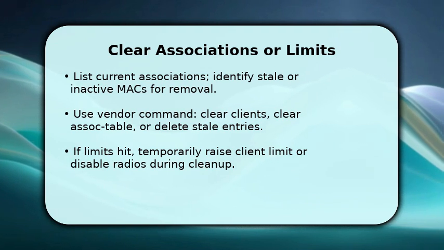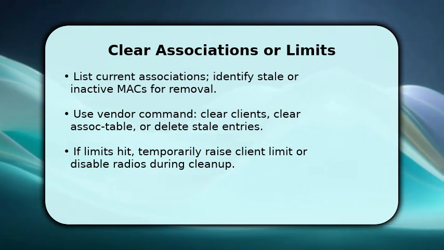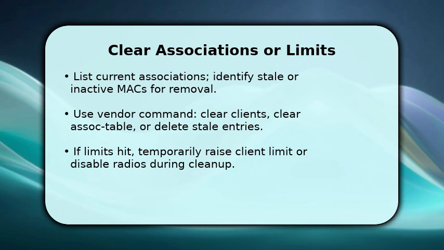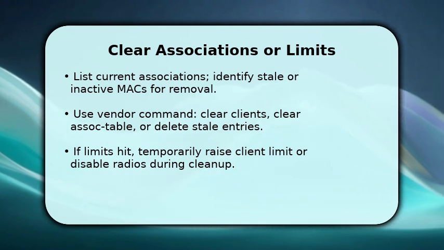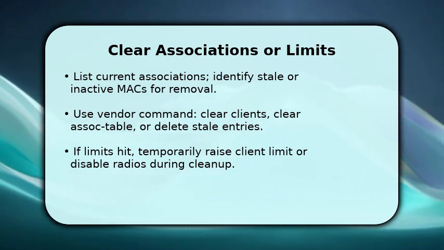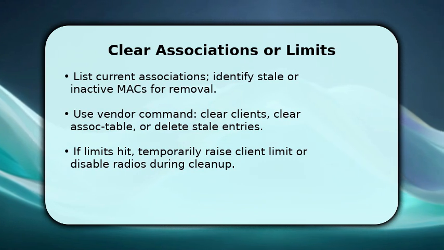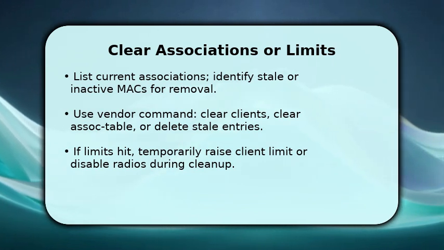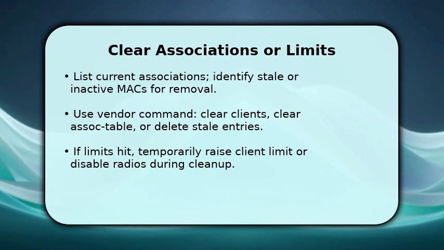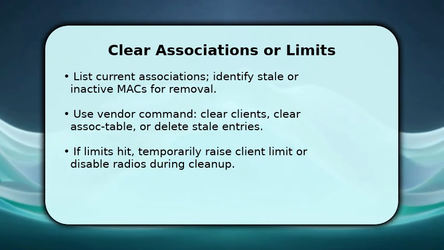If the AP enforces a hard client limit, temporarily raise the limit in config or disable radios while you purge entries. This prevents churn and allows controlled reconnection. Make sure to monitor logs to confirm successful removals and no unexpected errors.